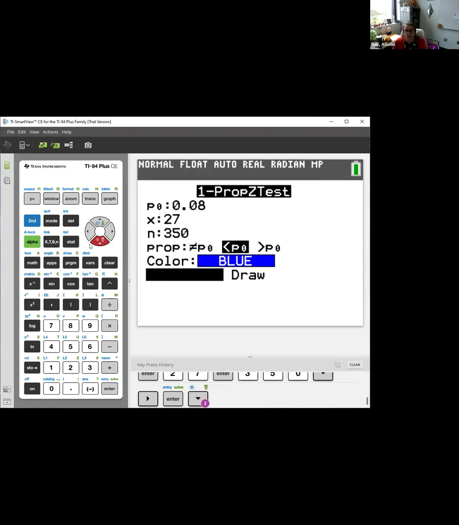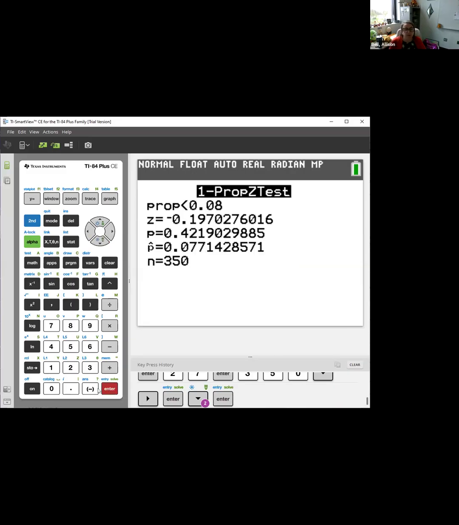The question is, is this number small enough compared to 8% to really state that there has been some kind of a change? So we're going to go all the way down to calculate, and we're going to see based on our p-value. Okay, I'm over here in the packet and I'm going to record this information. Our z-score is negative 0.1970 and our p-value is 0.4219.